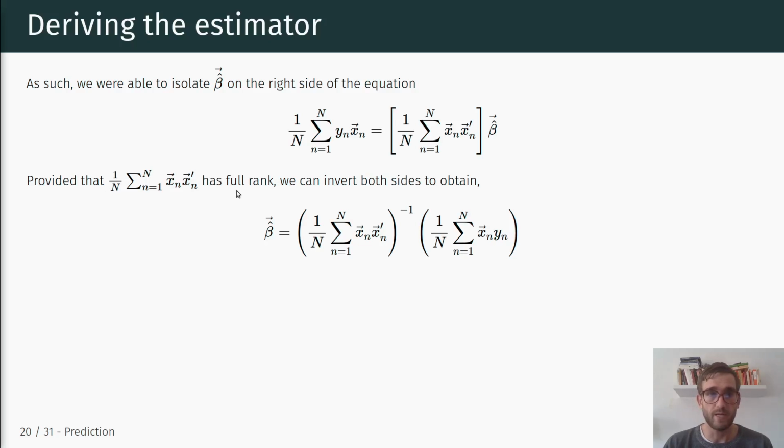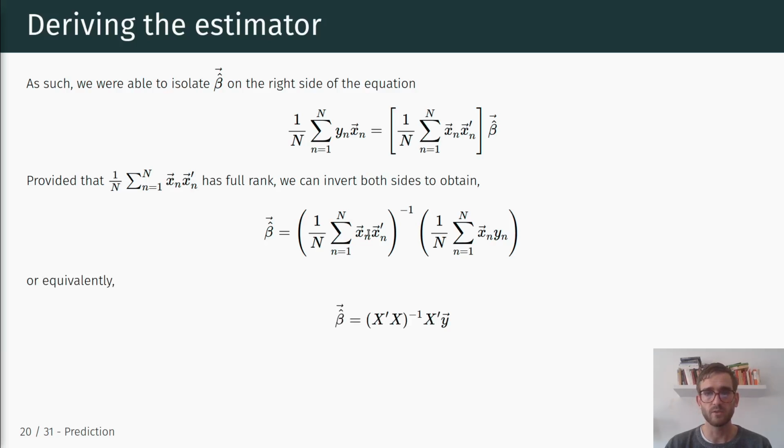If xn prime has full rank, so if this matrix is invertible, and so all the columns and rows in xn prime are linearly independent, then we can put this on the other side, and we're left with the beta hat vector being equal to 1 over n sum n equals 1 through n of xn xn prime inverse. So now this is the matrix inverse times 1 over n sum n equals 1 through n of xn yn, which is just the expression that we had here on the left hand side, right? And now this is in vector form.